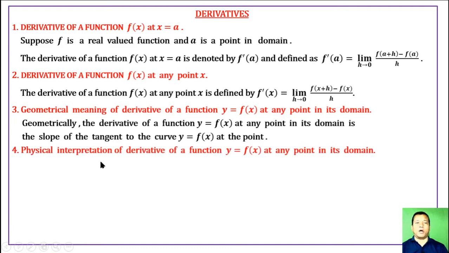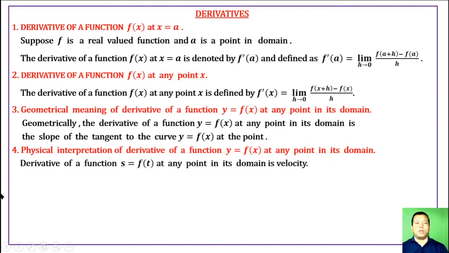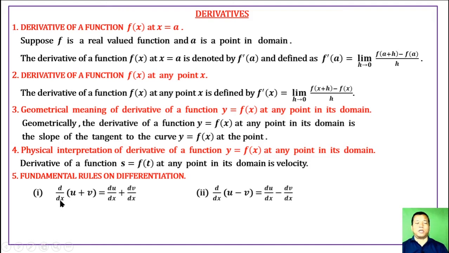Physical interpretation of derivative of a function y equal to f of x at any point in its domain. Derivative of a function s equal to f of t at any point in its domain is velocity. Fundamental rules on differentiation. Rule 1: derivative of sum of two functions is sum of the derivatives of the functions. Rule 2: derivative of the difference of two functions is the difference of the derivatives of the functions.